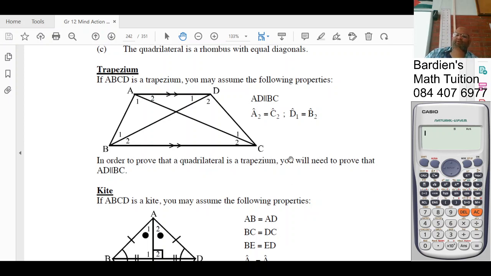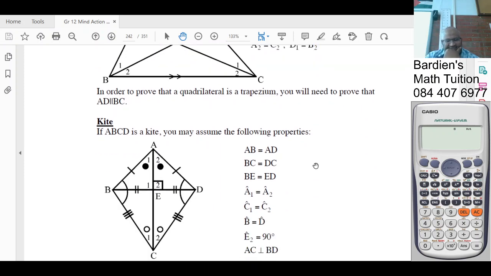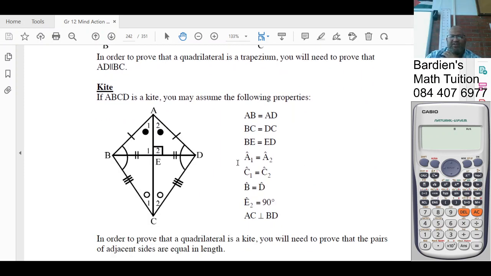What's the one property of the trapezoid, the trapezium? It has one pair of parallel lines. It's the only thing it has there. Then a kite has five.